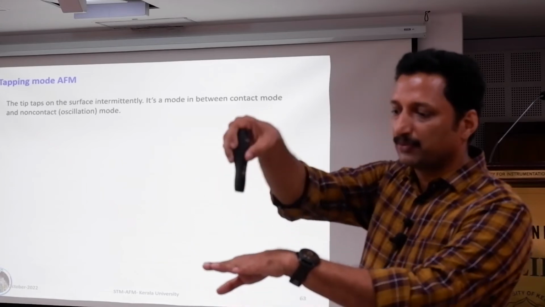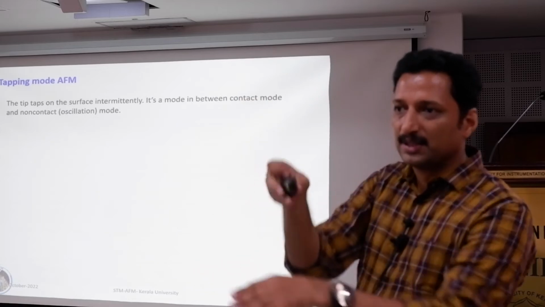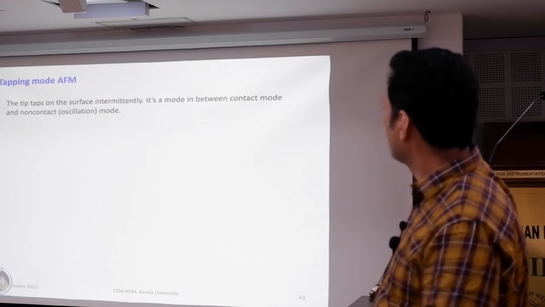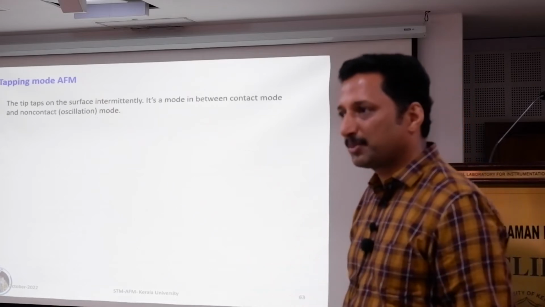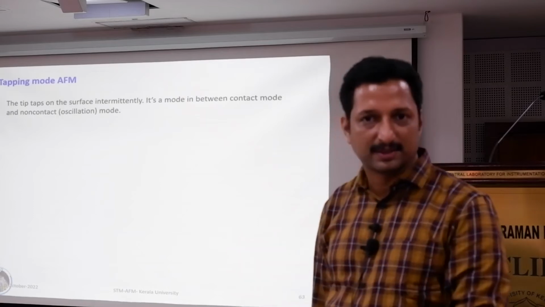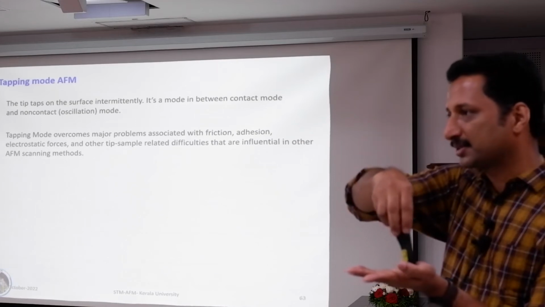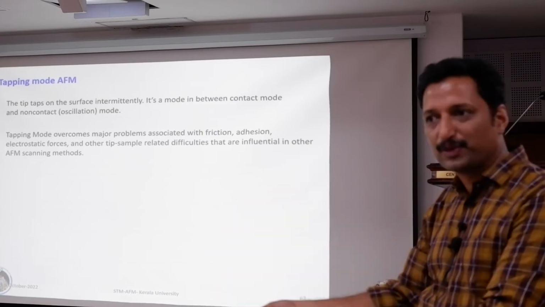Then what happens? If you give enough time, it will snap into contact. Before that, you are taking it out. So the tip taps on the surface intermittently. It's a mode in between the contact and non-contact modes. So this is good for all types of samples, biological samples and soft or hard samples. Tapping mode overcomes major problems associated with friction. There can be friction if the tip is on the surface; basically, we cannot take it back. And if you are scanning, we are having friction there, and that is called friction force microscopy.